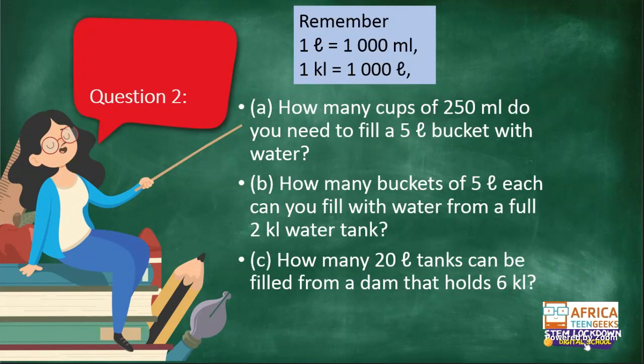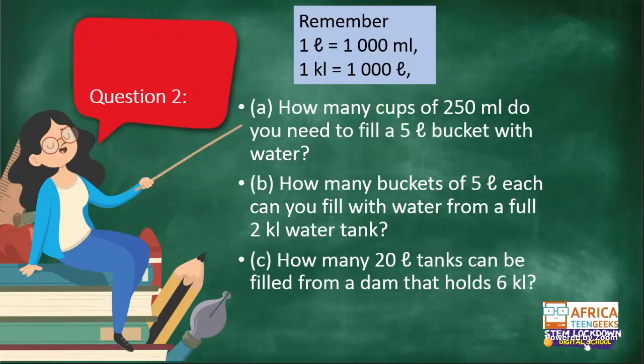How many buckets of 5 liters each can you fill with water from a full 2-kiloliter water tank? 4 buckets, right. Okay, but can we please show the calculation? Okay, 4 buckets, let's move on. Everyone is agreeing on 4 buckets.